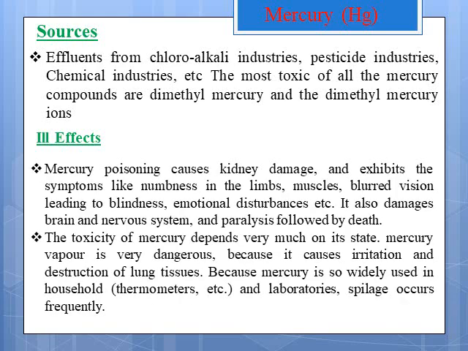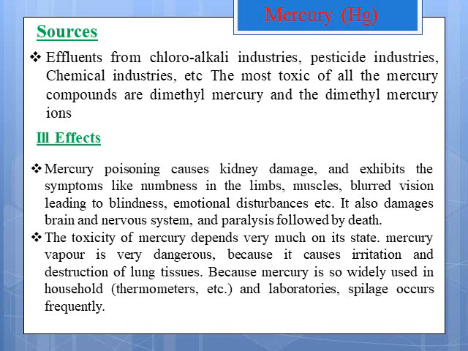Now, when you look into the ill effects of mercury, mercury is very difficult to remove once it forms dimethyl mercury ions in the environment. Mercury poisoning first causes kidney damage and exhibits symptoms like numbness in the limbs and muscles and blurred vision, leading to blindness. Mercury also causes emotional disturbances, and it damages the brain and the nervous system, leading to paralysis. And the toxicity of mercury depends very much on its state.